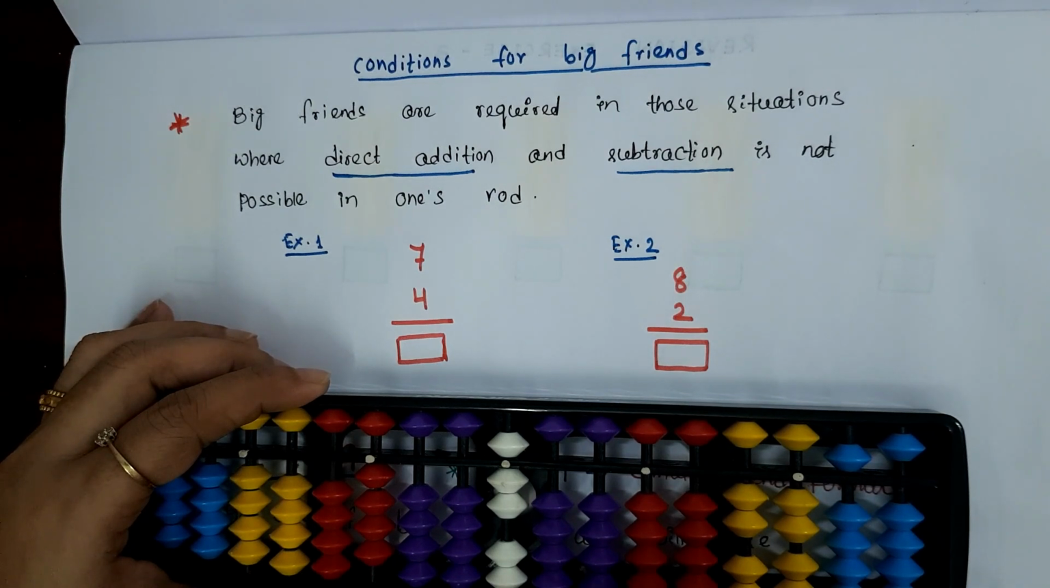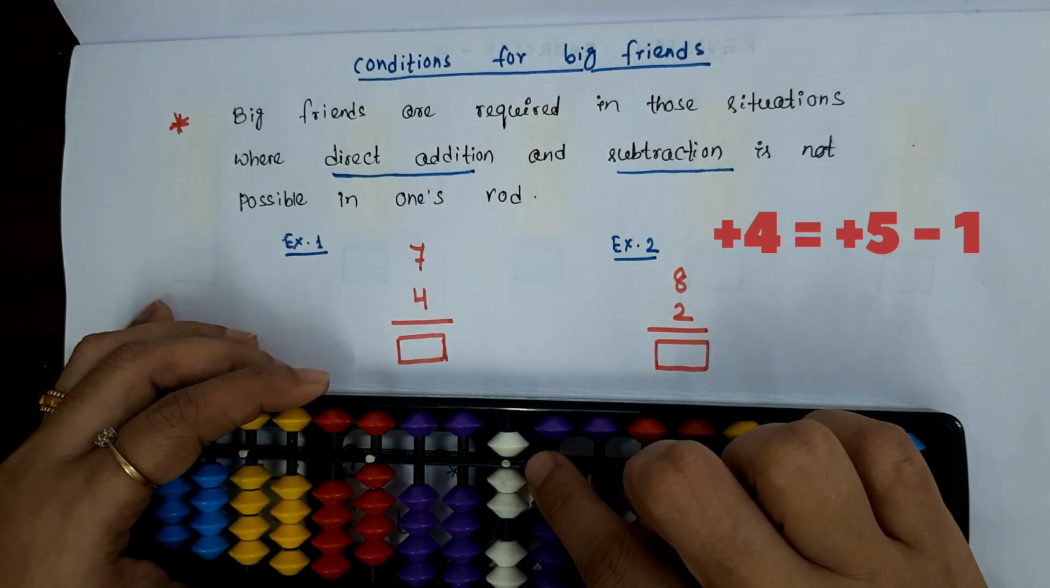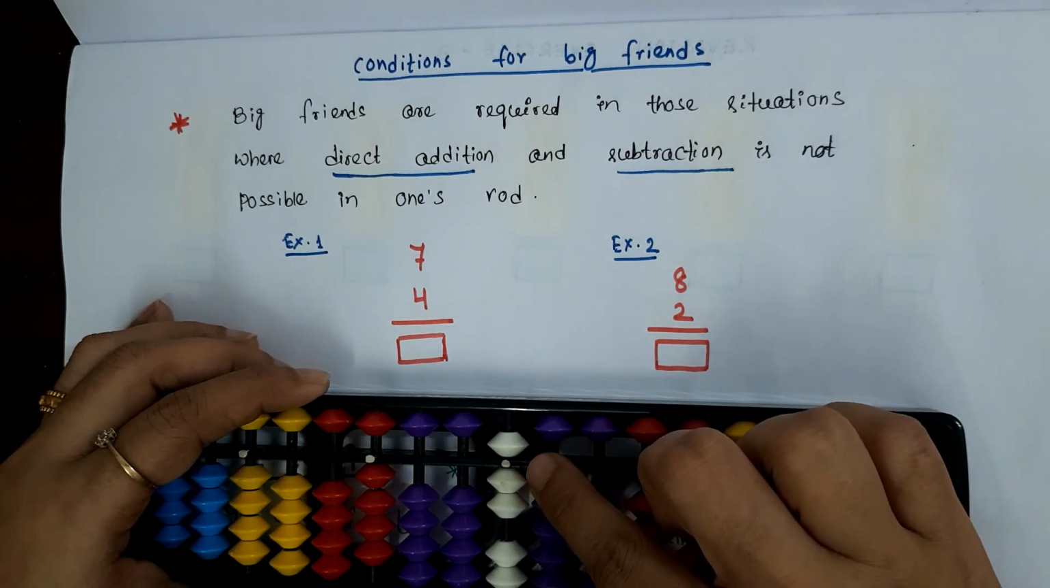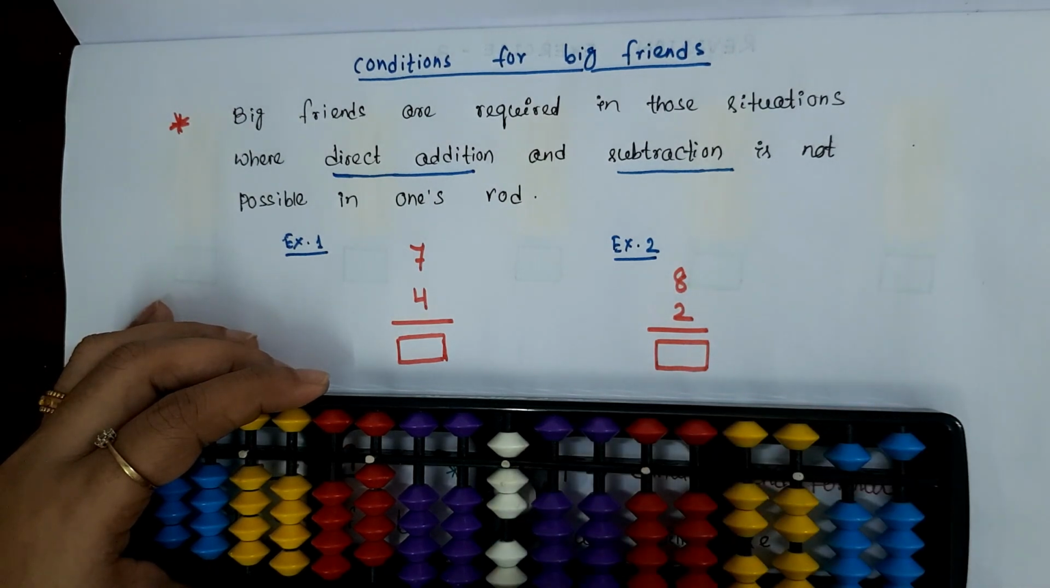Can we apply the small friend addition of 4 here? Plus 4 equals plus 5 minus 1. No, we can't use the small friend addition of 4 here. Why? Because we have already used the upper bead whose value is 5, right? So here the use of small friend addition of 4 is also not possible. So in this case, we have to take the help of tens rod beads to solve this sum, okay? I hope you are clear up to here.